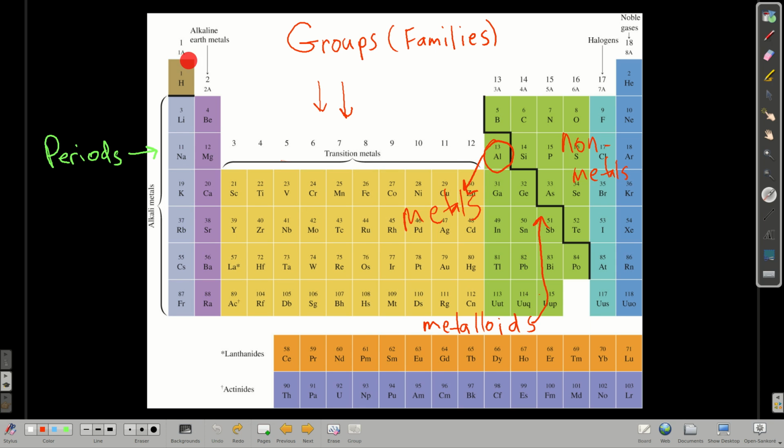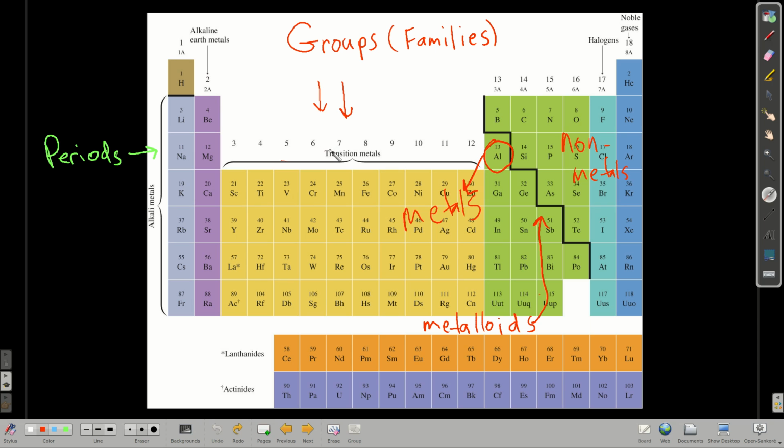Now, we have a couple different ways of numbering the columns. One way is to just number them from left to right, 1 through 18. Another way involves letters and numbers, 1A, 2A for the first two. And when you see numbers down here in this second way of naming it, they would have B's after their letters. And then 3A, 4A, 7A through 8A. There's different reasons for the two systems. Mostly we'll deal with the top one, 1 through 18. It's the more modern one.